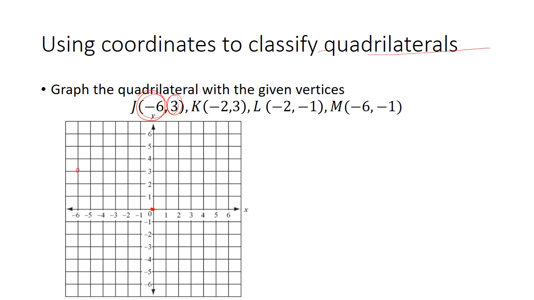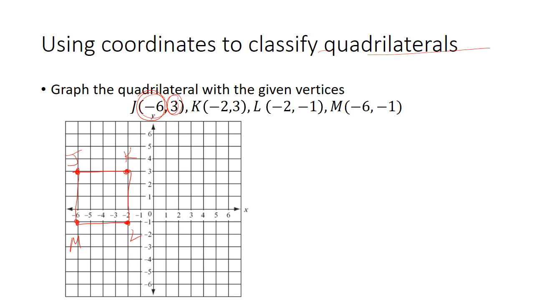All right, so J is at -6, 3, so I'm going to go over to -6, and then I'm going to go up to 3 and put my point. That is J. K is -2 and 3, so that's K. L is -2 and -1, which is going to be at that point. That one's what we got to be careful about. M is at -6 and 1. I'm going to connect my lines, and now we can classify our quadrilateral.